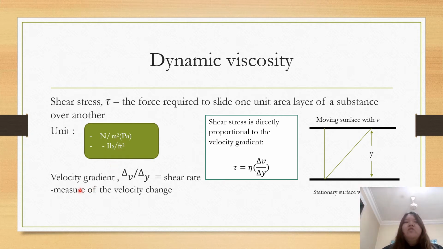And next, we have to know the velocity gradient, which is the same as shear rate and is the measure of the velocity change. Actually, shear stress is directly proportional to the velocity gradient, as you can see in the formula here. So when you see the graph here, you can see that the shear stress is directly proportional to the velocity gradient.